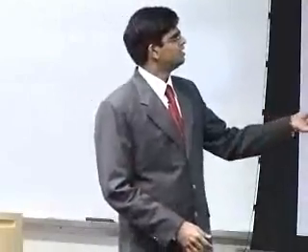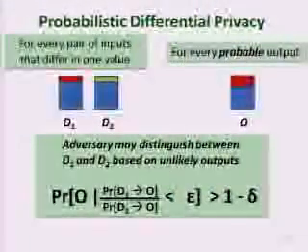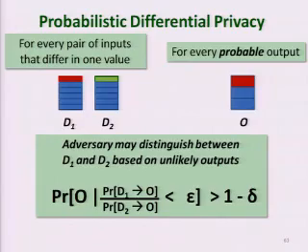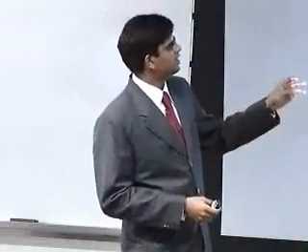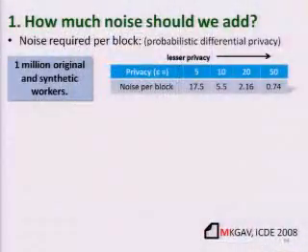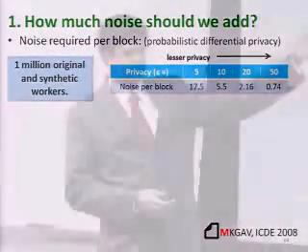The problem was that there were some outputs which were very unlikely, and these basically caused the amount of noise to be very large. And so we decided to look at a variant called probabilistic differential privacy, which guaranteed differential privacy with a high probability. There were some outputs which appeared with a small probability which could breach privacy, but that was okay. And we set delta equal to 10 to the minus 5, and this table here shows you the noise required per block that we derived. I'm not going into the math.